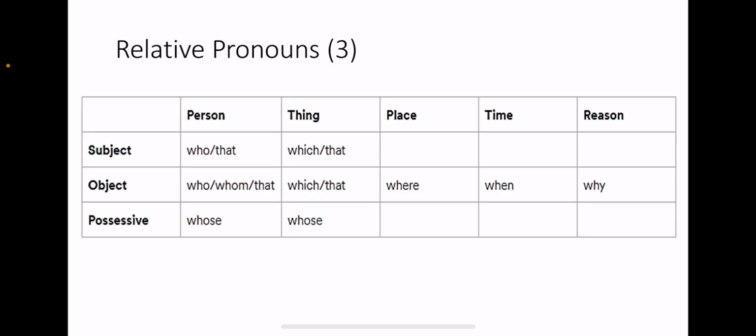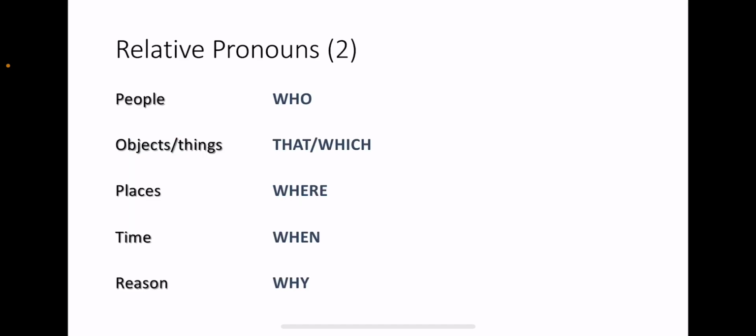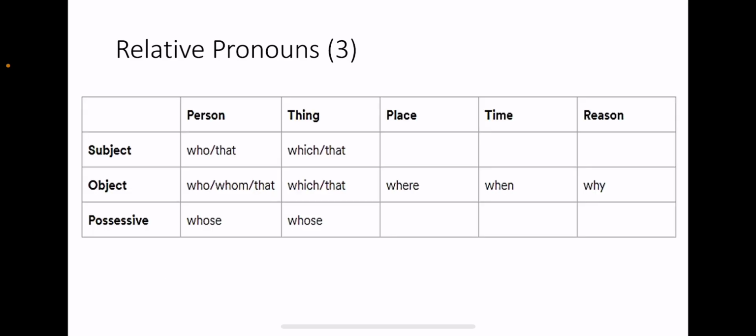And I have here a table that is more complete. But I think that the most important ones are who, that, which, where, when, and why. This table is more complete, but you can check the table later if you need it for reference. Okay, so remember, we use the relative pronouns to connect the subject with the description that we are making.